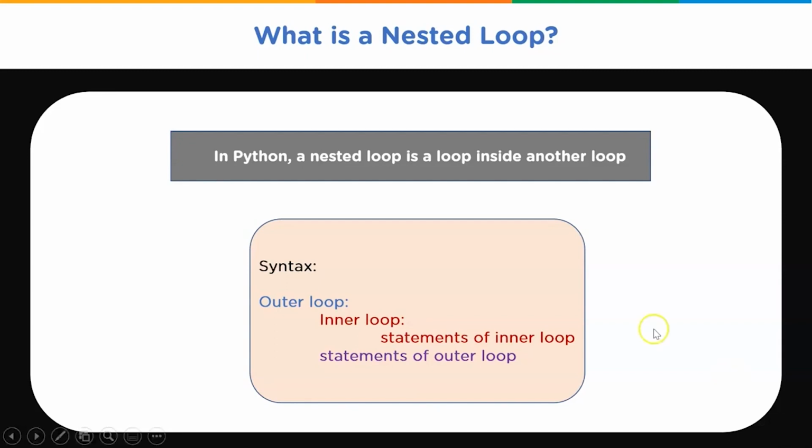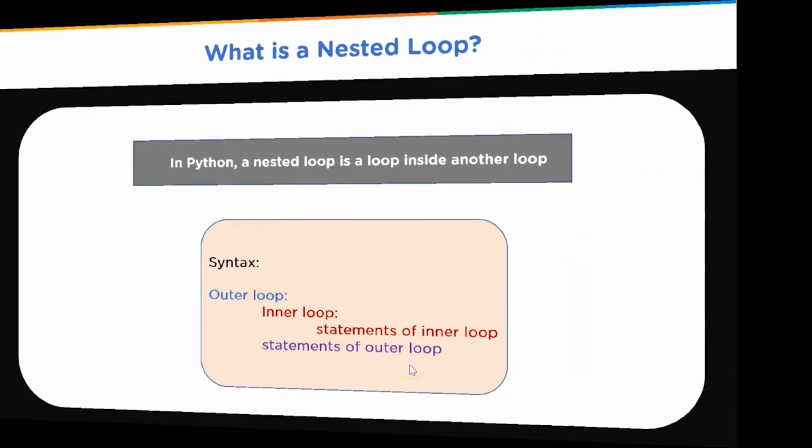Now you can see on your screens the basic syntax of writing a nested loop in Python. You have the outer loop followed by the inner loop and the statements inside the inner loop. And finally, you have the statements of the outer loop. The last 3 lines consist of the body of the outer loop.